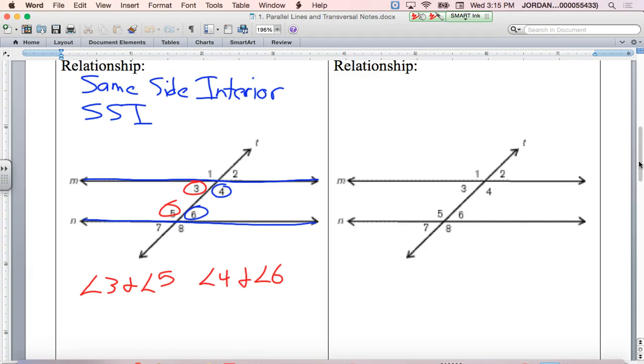And these, remember we said before that they're either going to be congruent or they're going to be supplemental, one or the other. These are supplemental or supplementary, either way you want to think about it, which means they're going to add to 180. Okay, so any same side interior angles are going to add up to be 180 degrees. All right, so that's all for same side interior. The next kind are alternate exterior.